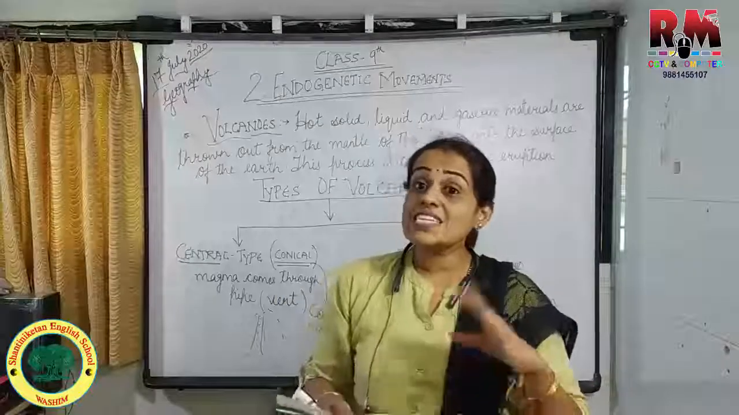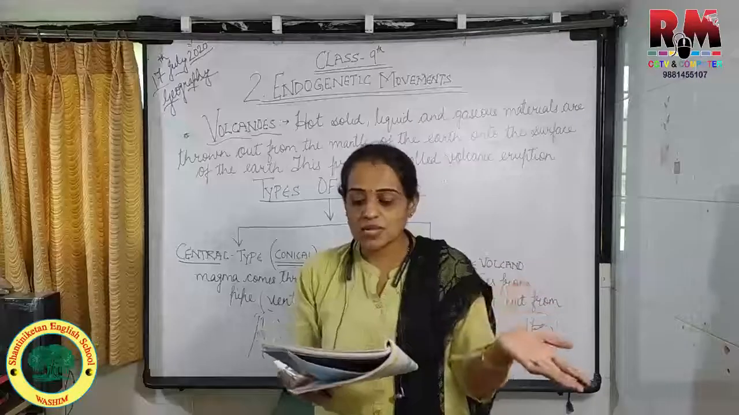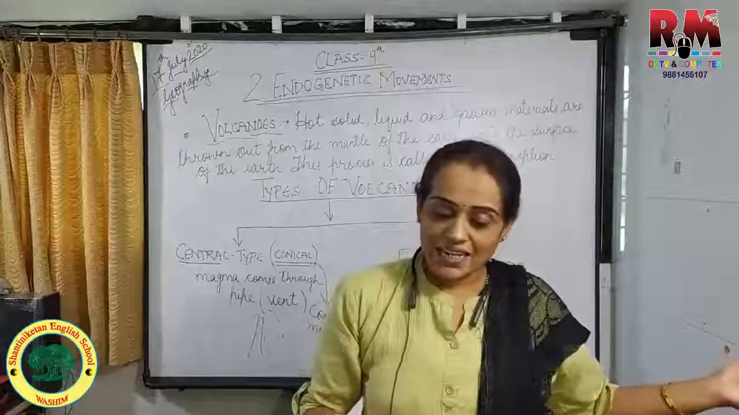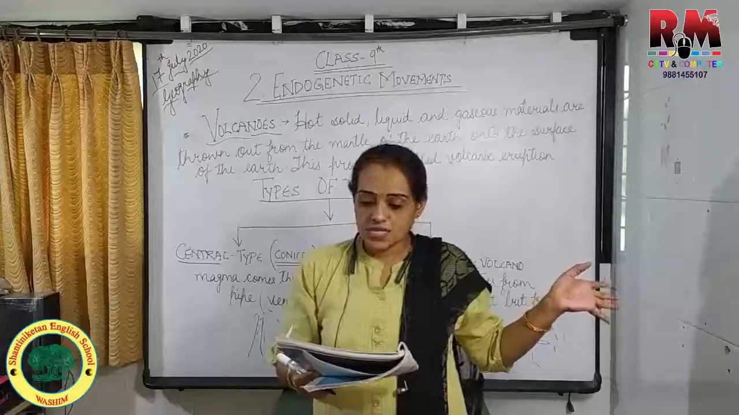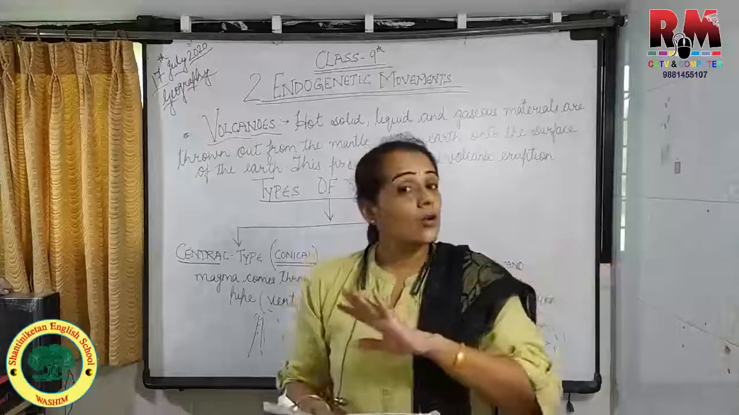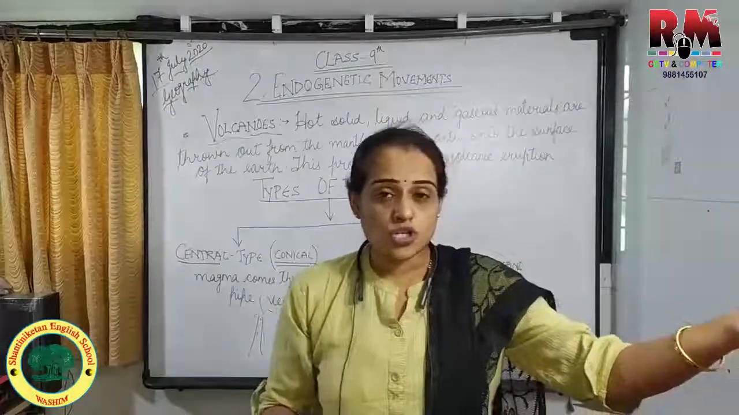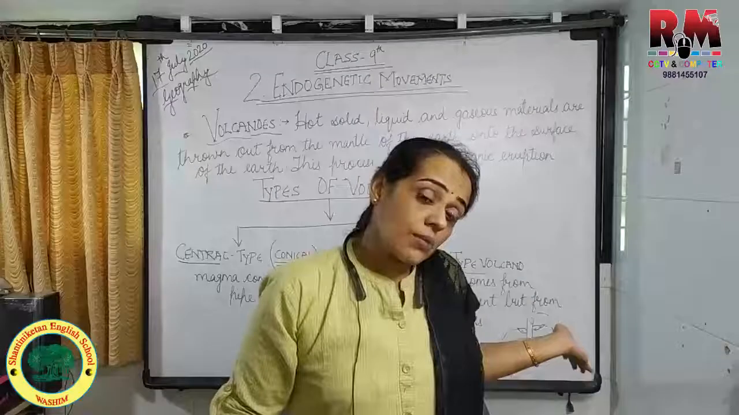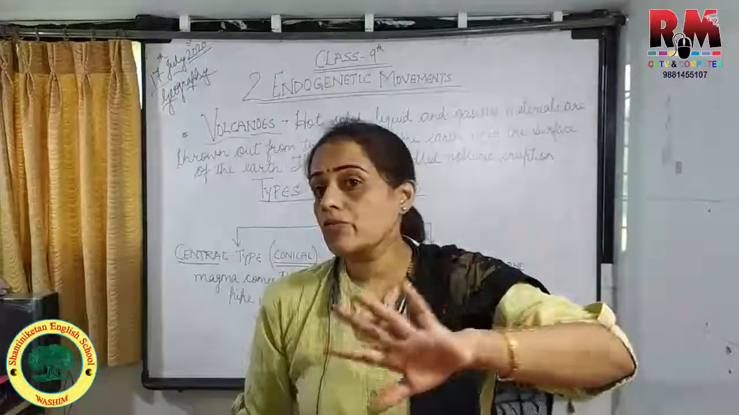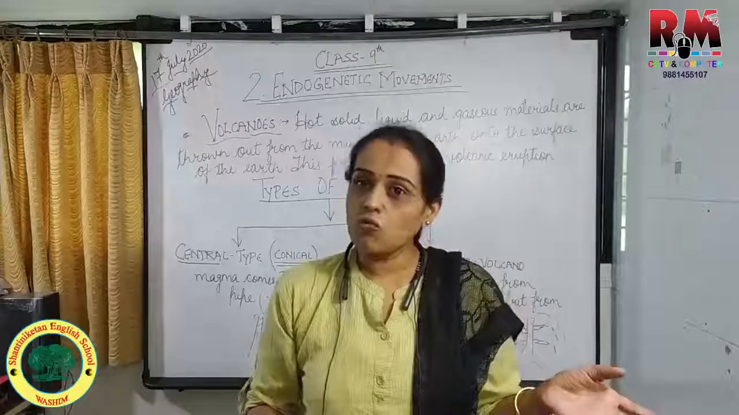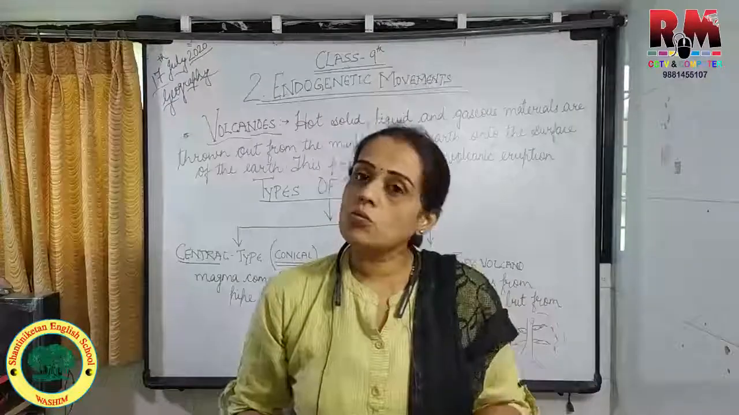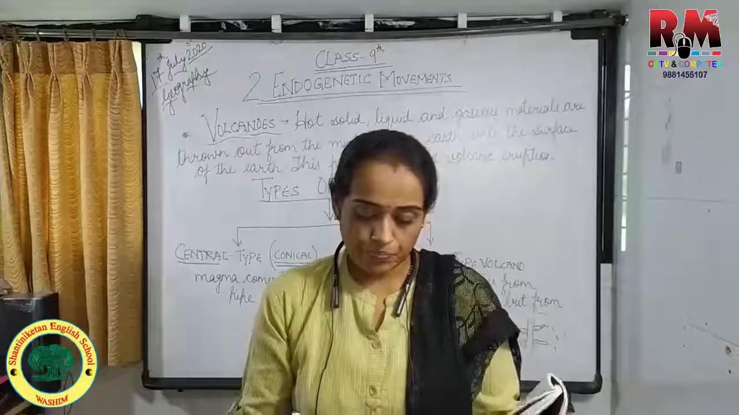Then comes your extinct volcano. As the name only suggests, it has become extinct. Those volcanoes which have not erupted in the past for a long time and are not likely to erupt in the future. That is, those which have erupted in the past and will never erupt in the coming future. Those are called extinct volcanoes, like Mount Kilimanjaro in Tanzania.